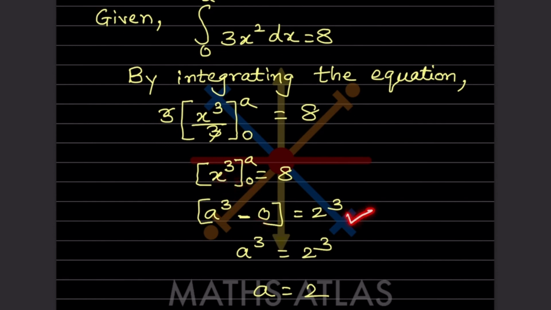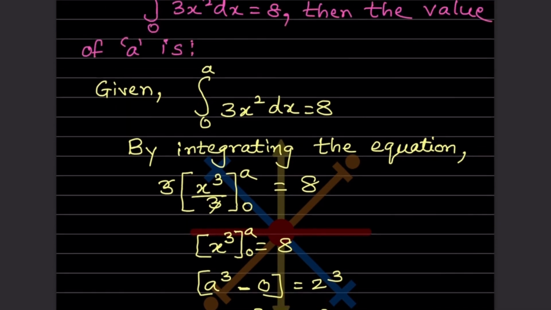Now this 8 can be written as 2 into 2 into 2, that will be 2 cube. So a cube minus 0 means it is going to be a cube, and this is 2 raised to 3. Now you can see the exponents are the same. If the exponents are the same, the base also should be the same. So we get a as 2. So that is what they have asked.